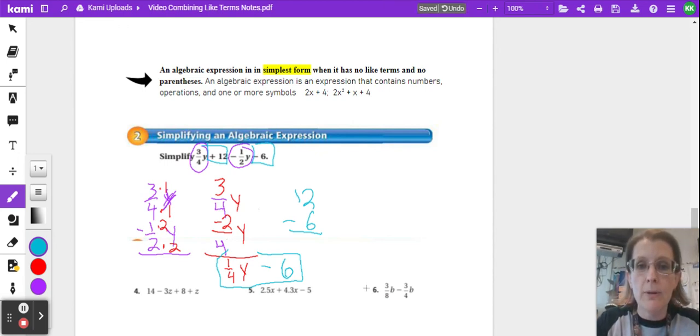Now try the last 3 examples and check your answers with the Edpuzzle. Then you'll be ready to practice.